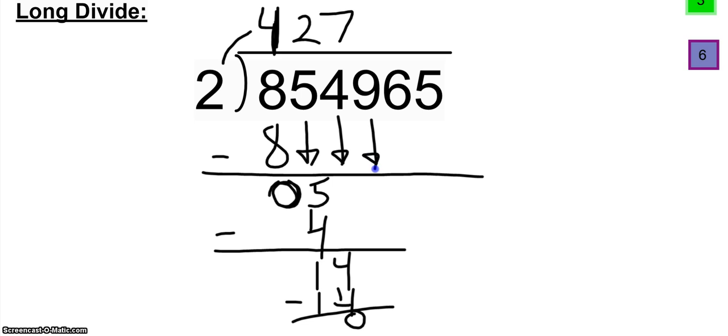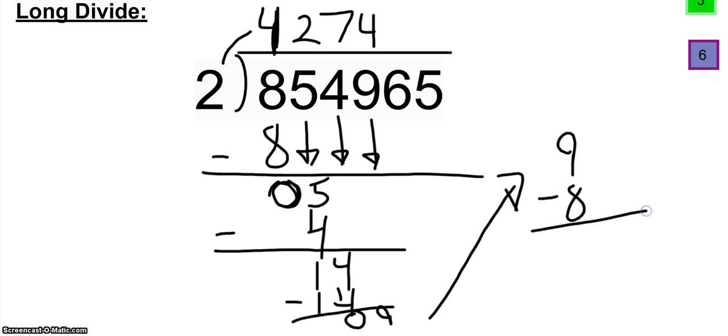We bring down the 9. 2 goes into 9 how many times? 4. Yes, 4, Kennedy. 4 times 2 is 8. We're going to bring this over here because we don't have room. 9 minus 8 is 1.